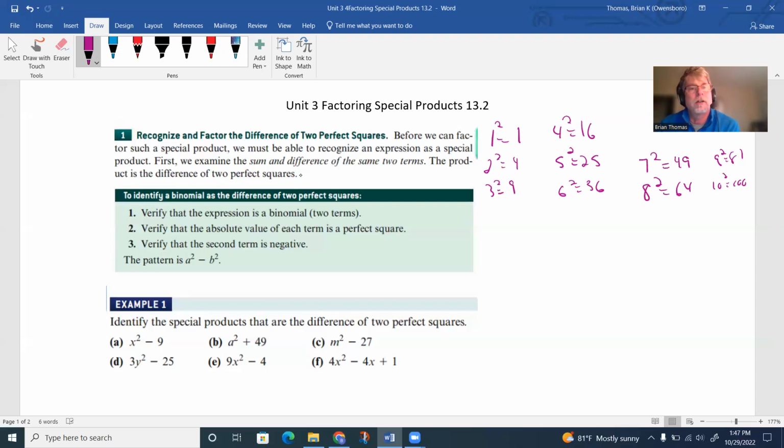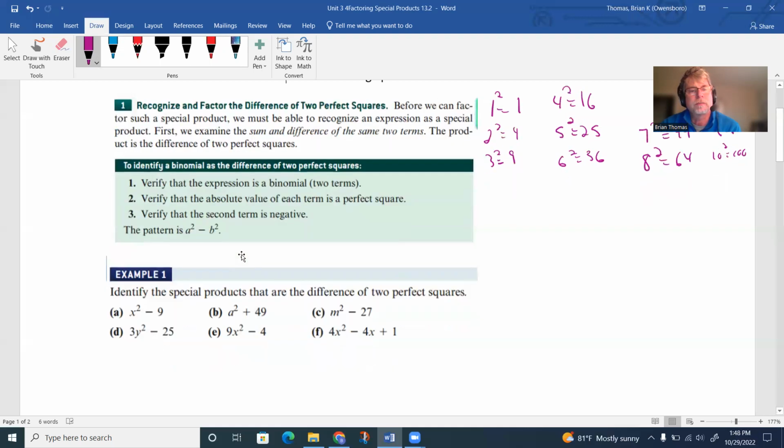To recognize a difference of squares, the first thing is we have to verify that the expression is a binomial. In other words, there are two terms. The next thing is we want to verify that each term is a perfect square. And then the second term has to have a subtraction sign in front of it. In other words, it's got to be a negative in front. So what we're looking for is a squared minus b squared. If it meets this form, it's called a difference of squares.